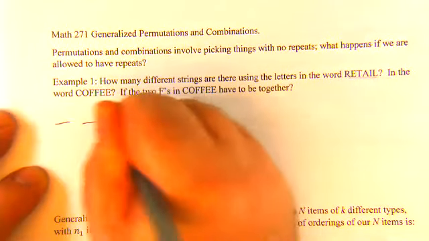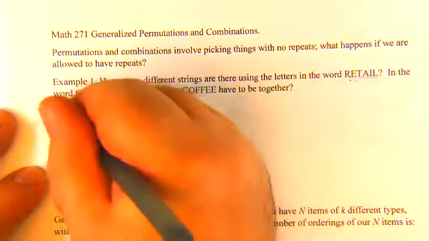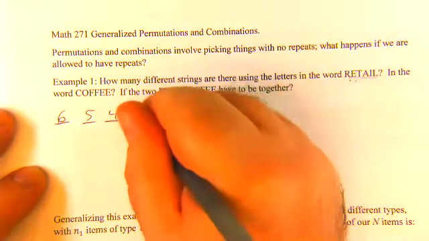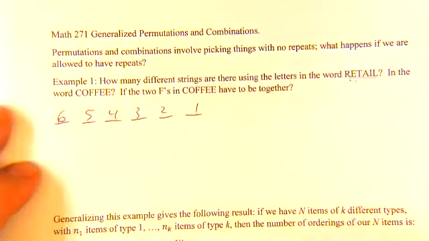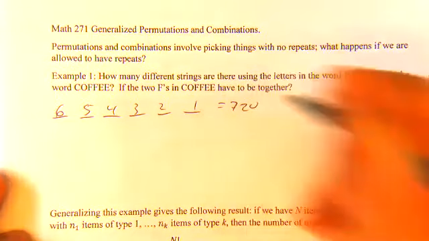2, 3, 4, 5, 6. R-E-T-A-I-L. Right, if we're just using those 6 letters, you have 6 choices for the first, 5 for the second, 4 for the third, 3, 2, 1. So 720 possibilities. What about coffee?